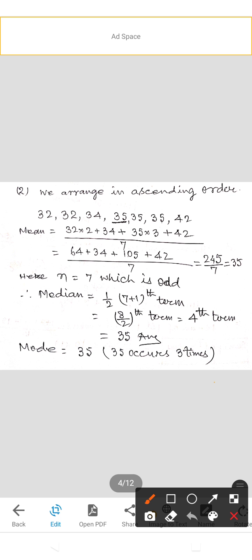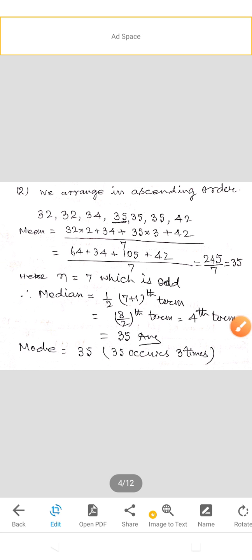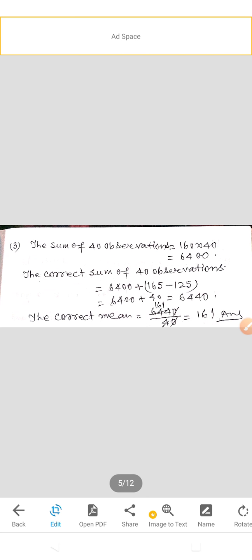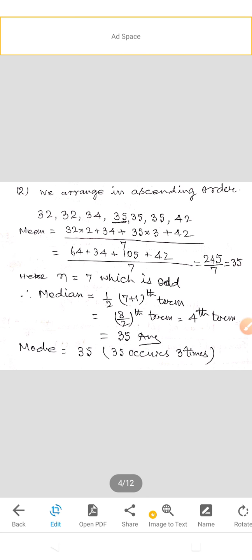Here the total number of observations equals 7, so n equals 7, which is odd. Therefore the median equals the (7 plus 1) by 2 th term, that is the 8 by 2, the 4th term. Here the 4th term is 35. So the median equals 35. Now the mode is also 35, because 35 occurs 3 times, the maximum number of times. So the mode is also 35. Mean 35, median 35 and mode also 35.